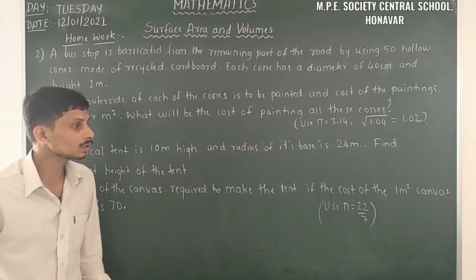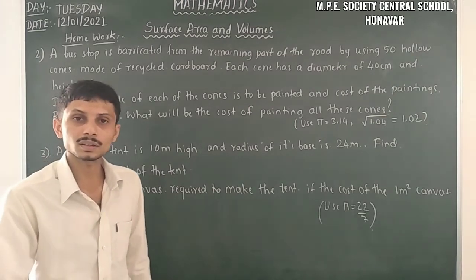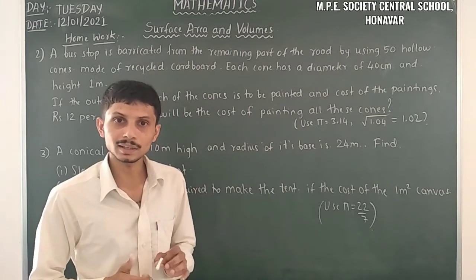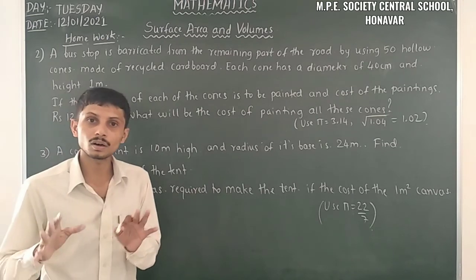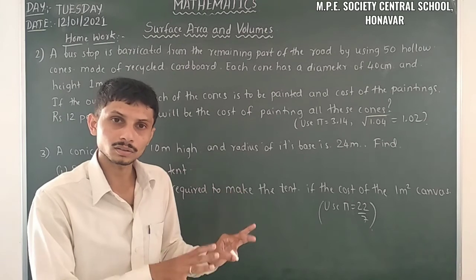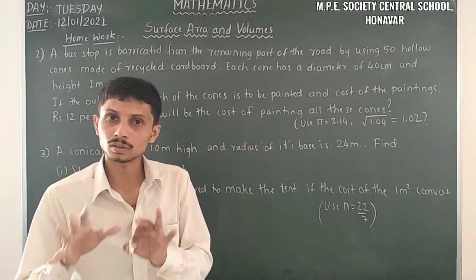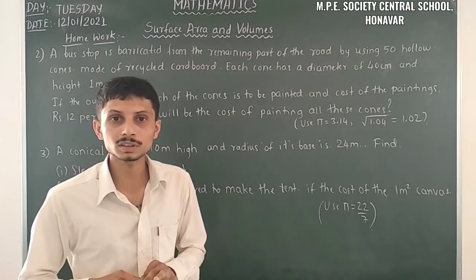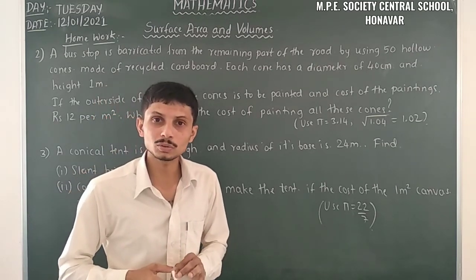If the cost of 1 meter square canvas is ₹70, canvas means it is the material to make this conical tent. So per meter square we have to pay 70 rupees, and we have to find out how much curved surface area of the tent we have, and for that how much we have to pay. I hope you understood these things.